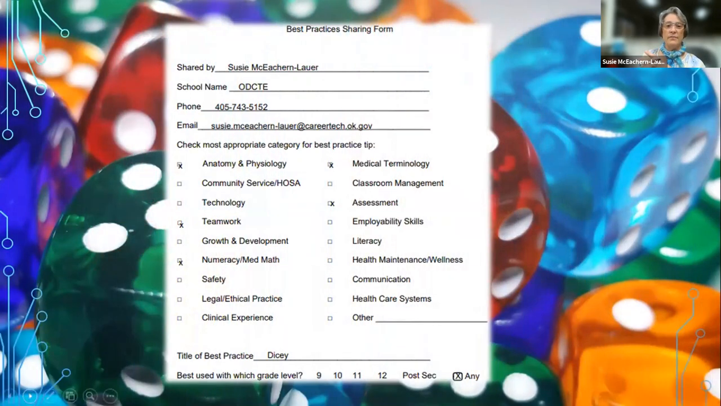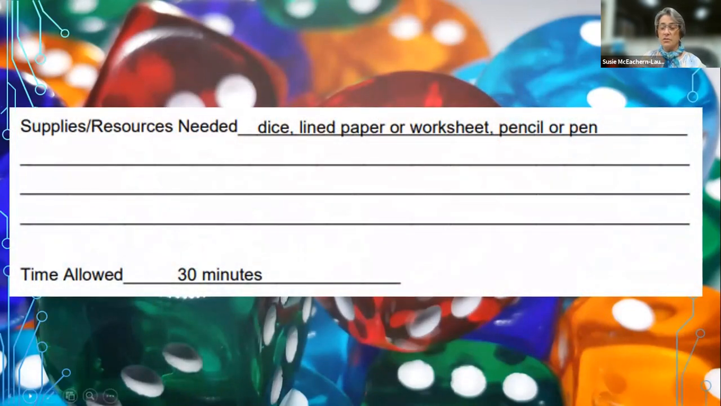So this is a best practice that we're using now. And I just explained that it is based on teamwork. So the resources are very simple. You need a dice for each group, and you need some sort of either worksheet or paper pencil. And what you do is you take, if you want just to do it off the cuff, say you're doing an activity and you need a brain break, like the girls talked about in the previous session before me, you take a piece of paper and you fold it vertically, so long ways, like a hot dog bun. You fold it in half and then crease it.